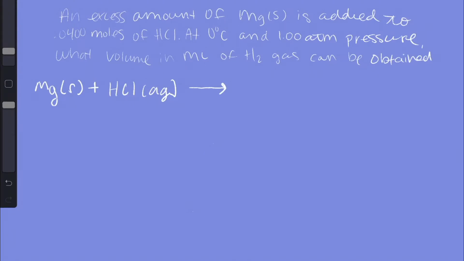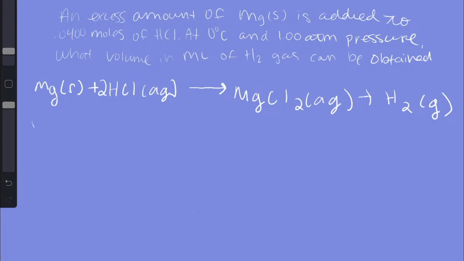Okay. And then the reaction produces magnesium chloride, which is aqueous, plus H2 gas. So now to balance this equation, we have to add in a 2 in front of the HCl here to balance out the H on the other side, so 2 H's here because it has H2 over here. Everything else is balanced there. So now we want to solve for volume.